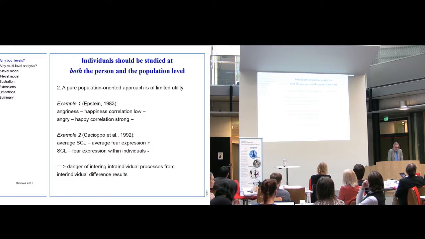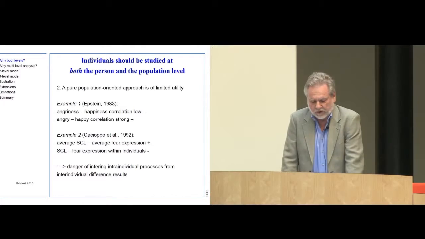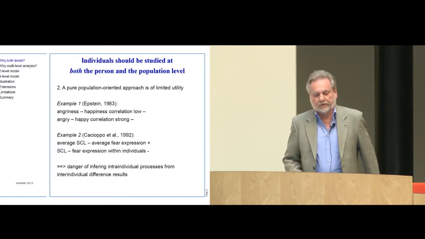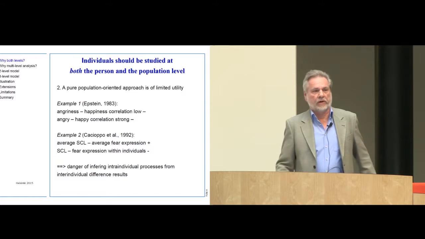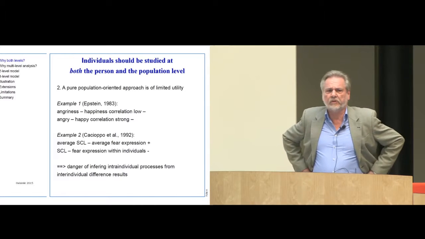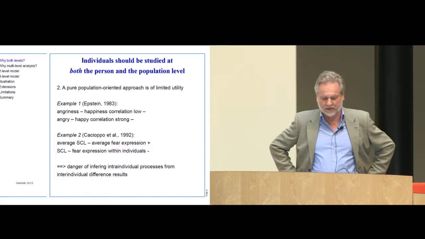And purely population-oriented approaches are also of limited utility. I cite Epstein there, a great study, one of the first diary studies, which recognized that the trait of angriness correlates only slightly negatively with the trait of happiness, but as states, angry and happy correlate strongly negatively. It's hard to be angry and happy at the same time.